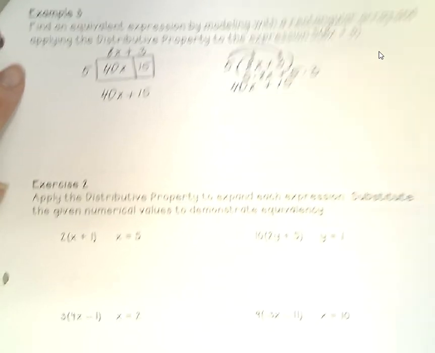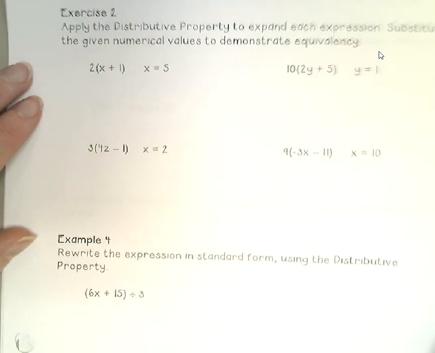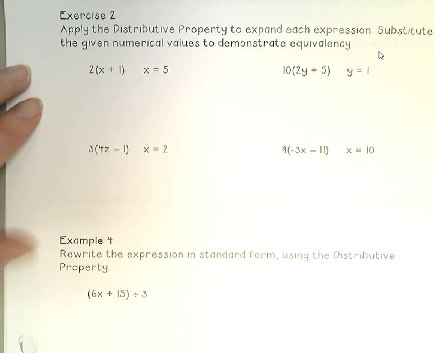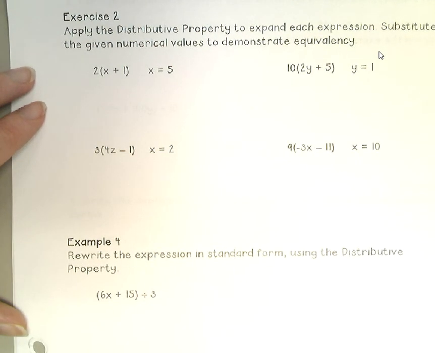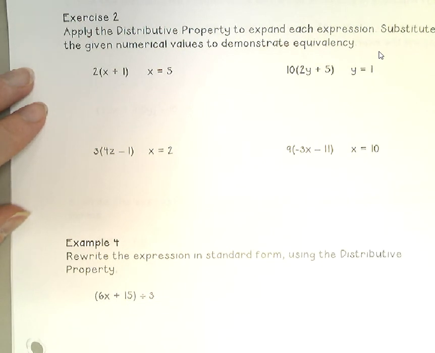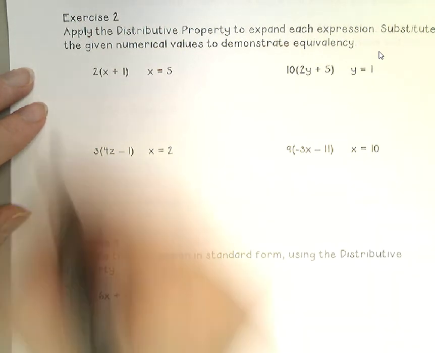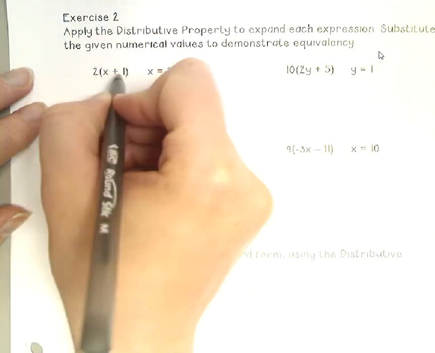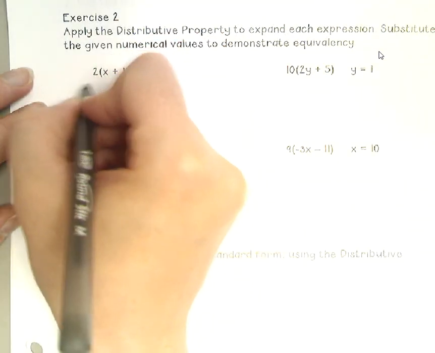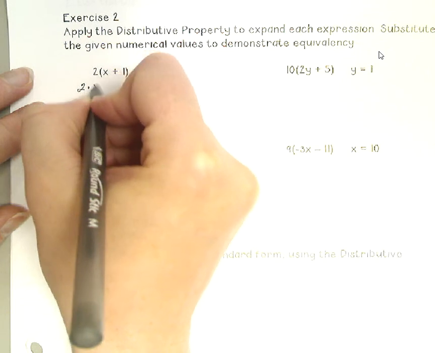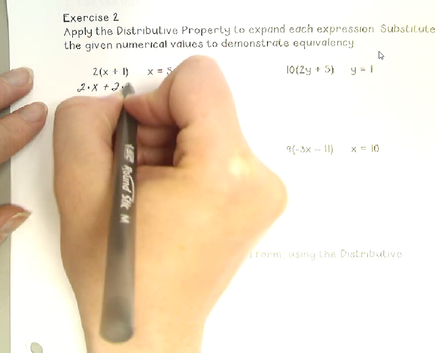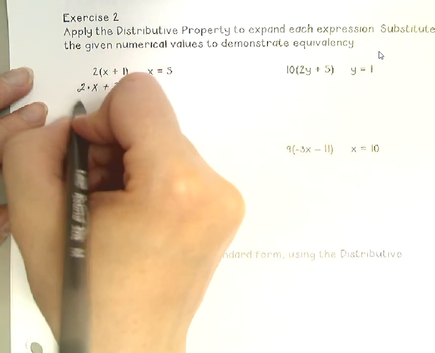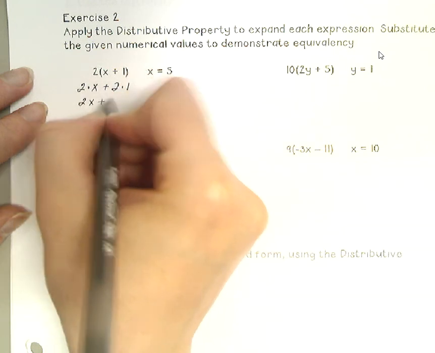Okay. All right, so apply the distributive property to expand each expression. Substitute the given numerical values to demonstrate equivalency. First we are going to apply the distributive property. Here I have 2 groups of x plus 1. What that really is, is 2 times x plus 2 times 1, and that is 2x plus 2.